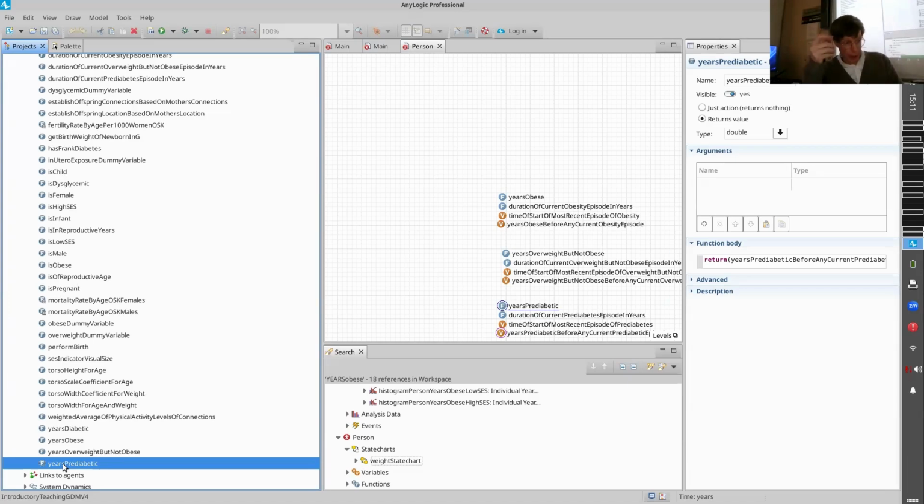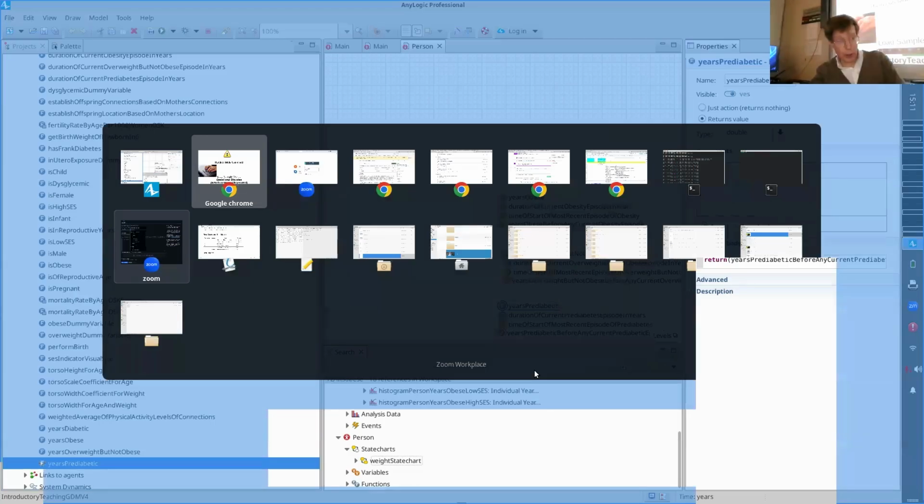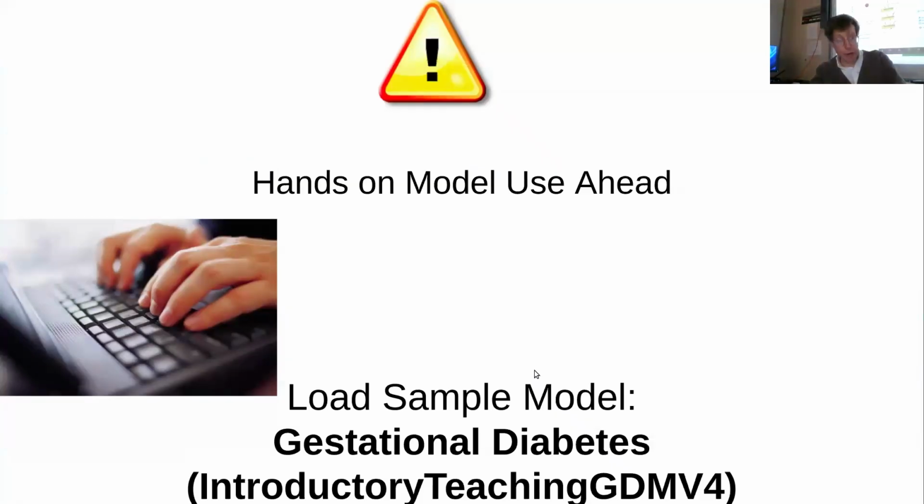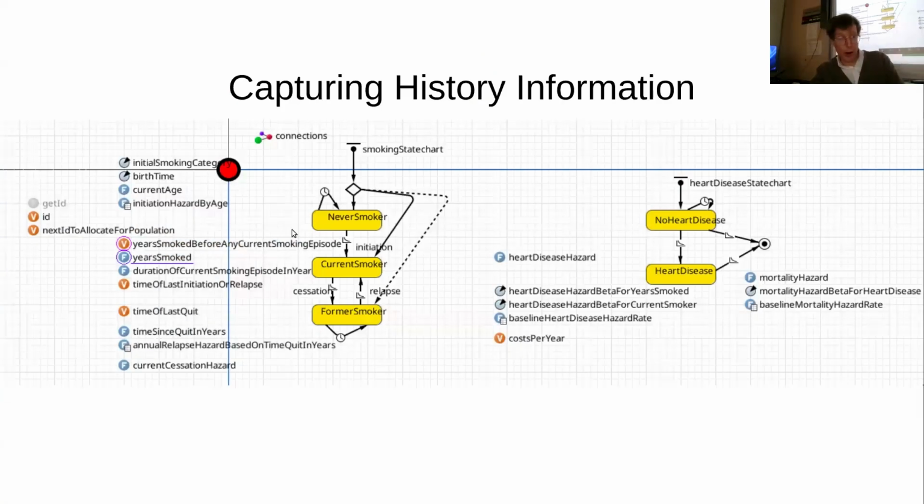These sort of historic measures, which are relatively straightforward to accumulate within an agent-based model, are really valuable pieces of information to keep around. Indeed, you'll find them in many of the models in this model library. And within an ABM, I think I'll move back to the slides here, we have this ability to accumulate that sort of information.